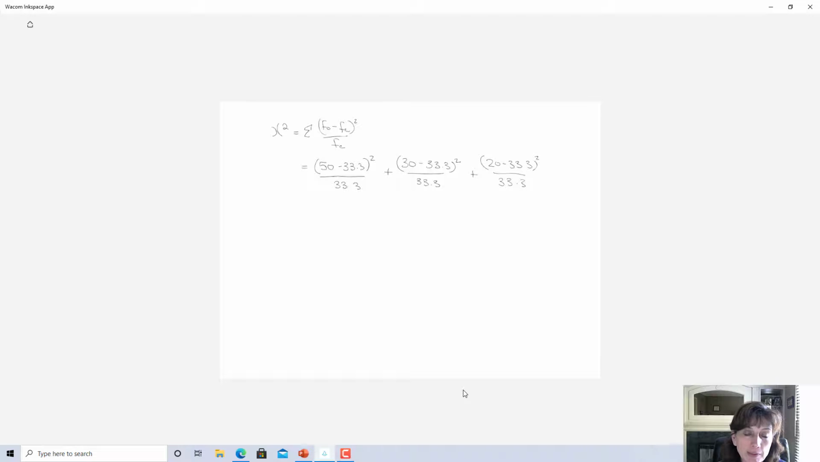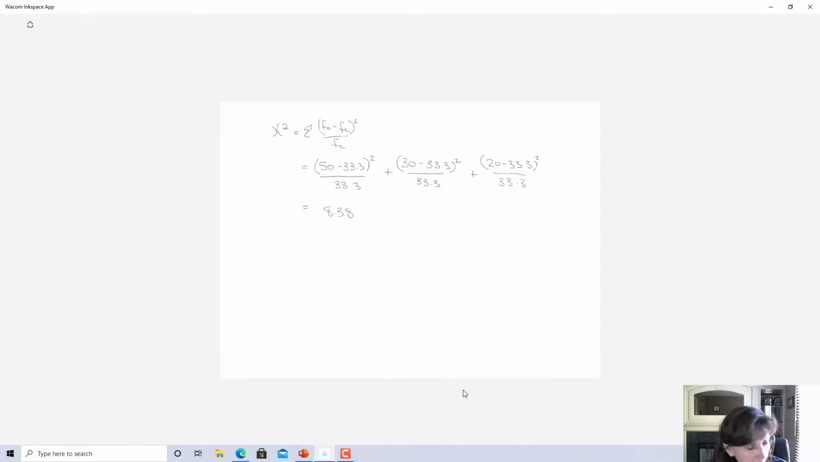Okay, so that's me plugging everything into the chi-square formula. And again, you can see the 50, the 30, and the 20. Those are my observed values. I got that from my data set. The 33.3, those are my expected values, my expected frequencies. So now I just have to do my math. If I take 50 minus 33.3 in parentheses, I do my subtraction, I square it, I divide by 33.3, I get 8.38 here.